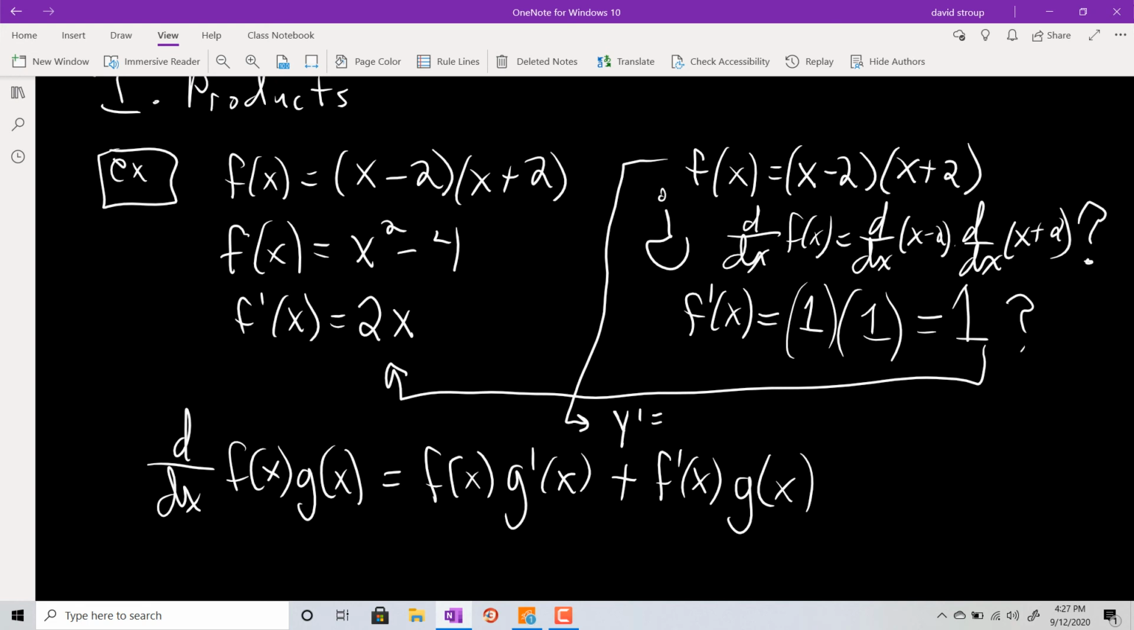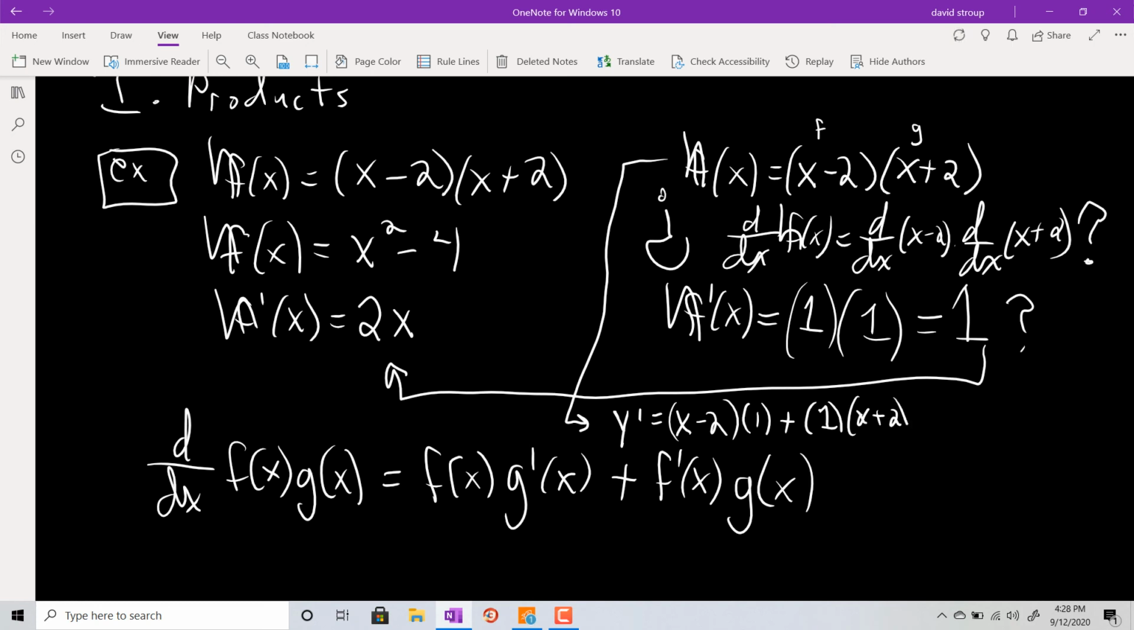So let's say y prime is equal to leave f of x alone times the derivative of g of x, which in this case, this guy would be our f of x, and this would be our g of x. Let's call this guy h of x or something. Sorry, I have to go back through and put everything in the h of x. So if you take the derivative of g of x, you're just going to get 1. Right? And then plus, now you take the derivative of f of x and leave g of x alone. So the derivative of f of x is 1, and then leave g of x alone. So that's just the x plus 2 part.